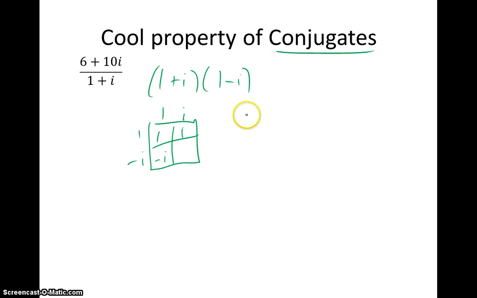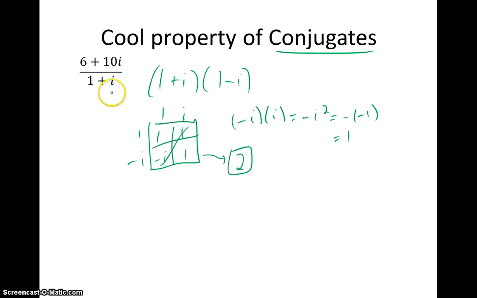And negative i times i, let's think about that. Negative i times i would be negative i squared, which is negative negative 1, which is 1. So we have a 1 down here. So now when we add these all together, i minus i, those go away. So then I'm just left with 2. Well, that's kind of cool. And that gives me a number that has no i's in it, which might be helpful for our denominator.